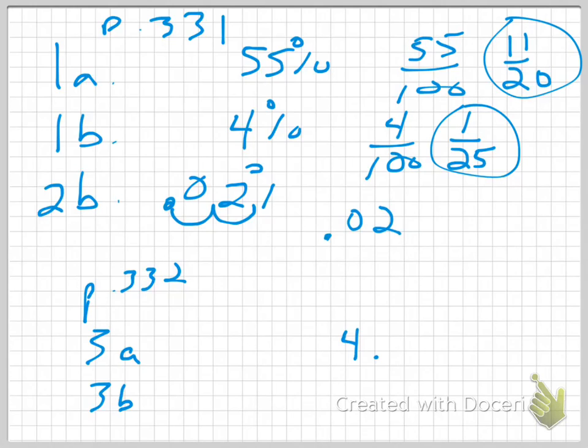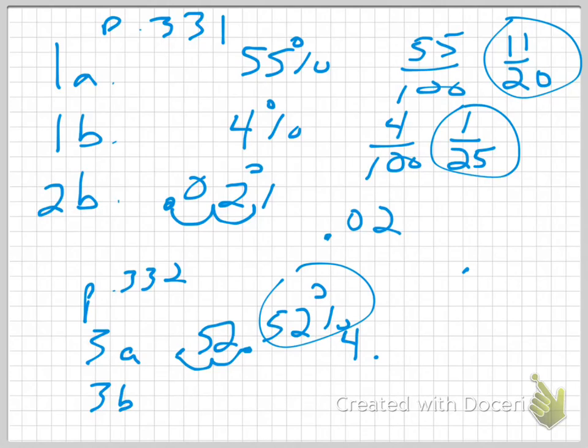Okay. Page 332, 3A. It says write each decimal as a percent. So it's 0.52. What do you do to turn a decimal into a percent? Move the decimal to the right 2 spaces. 52%. And this is what I'm talking about. If I have 0.52, what's that really close to? About half, right? When you turn it into a percent, isn't it going to be right near 50%? Doesn't that make sense? They're both really close to a half.